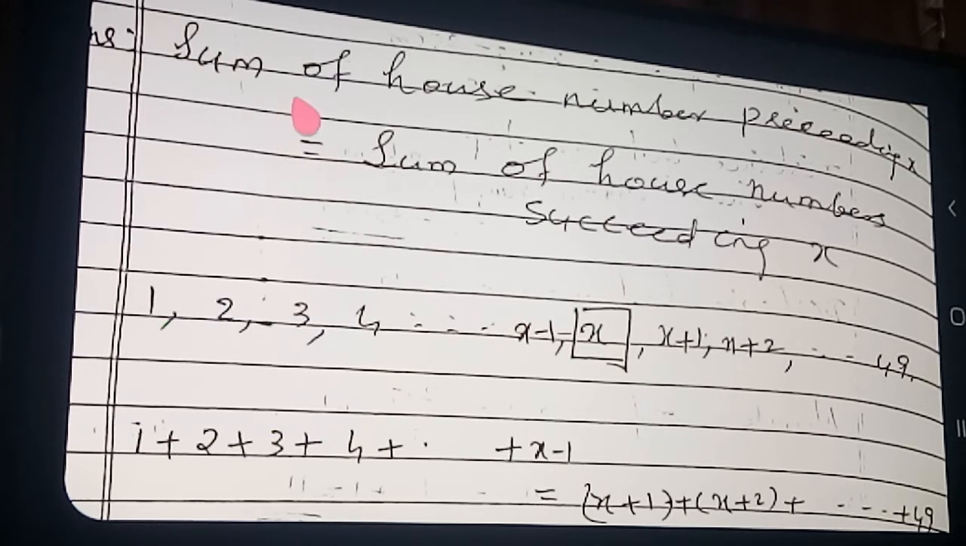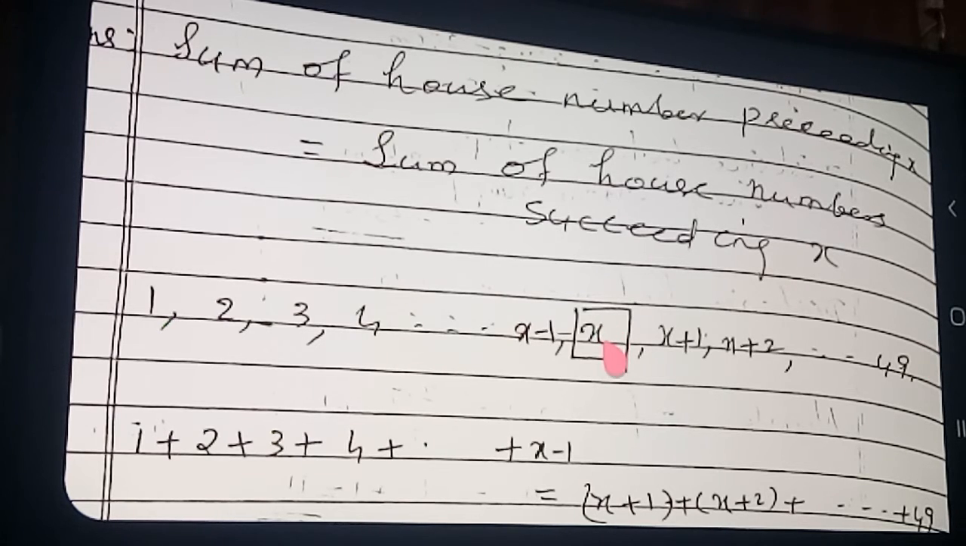So this is the question. One house number is x. The sum of the preceding house numbers and the sum of the succeeding house numbers, both will be equal. So here, the sum of the house numbers preceding x is equal to the sum of the house numbers succeeding x. Did you get it clear now, students? From this method of writing you can understand very clearly.